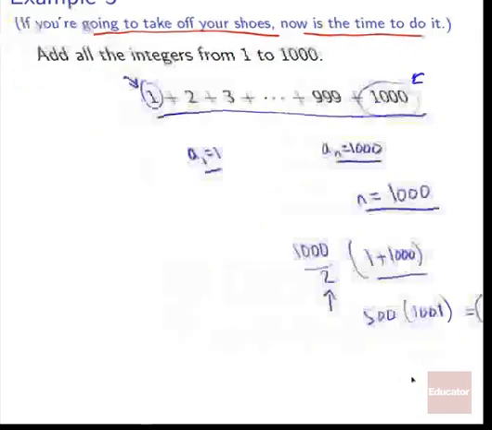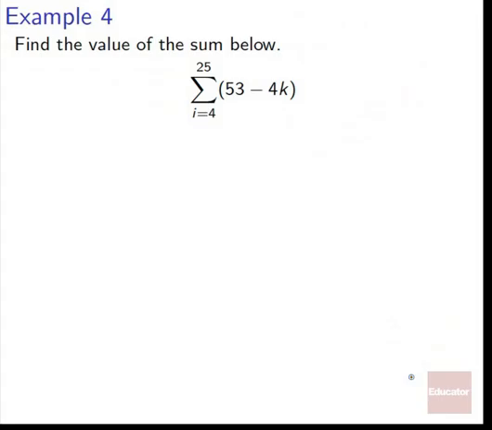Simple as that. Fourth example, find the value of the sum below. So to do this, let's write out what this sigma notation winds up giving us. So I equals 4 is our first place. So that's going to be 53 minus, if it's going to be an I here and a K here, they have to agree on that. So the thing on the inside should read as an I for this problem. Sorry about that.